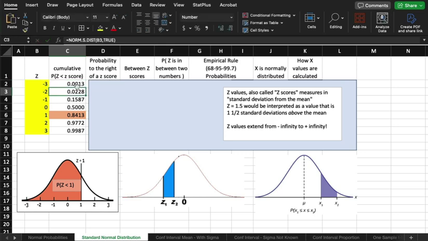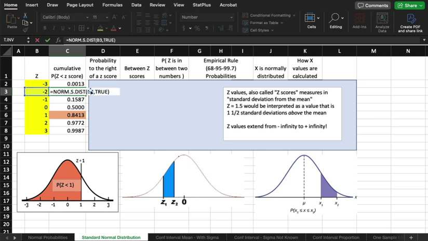And that's really small. So you'll notice that that's less than 1%. So if we move the decimal point over 2 places, it's literally 0.13%, or 13 out of 10,000. So 13 out of 10,000 outcomes will be less than -3. That's pretty rare.